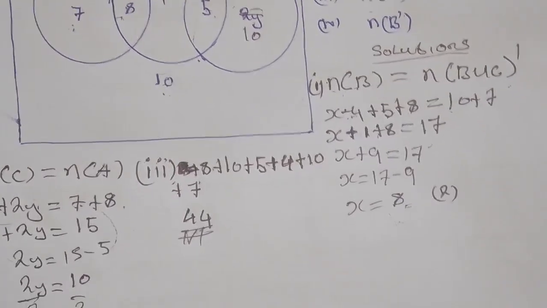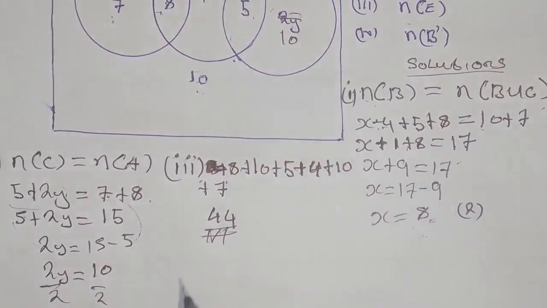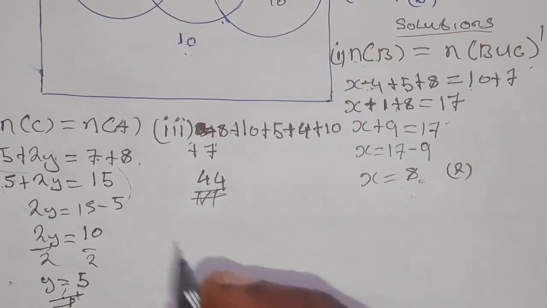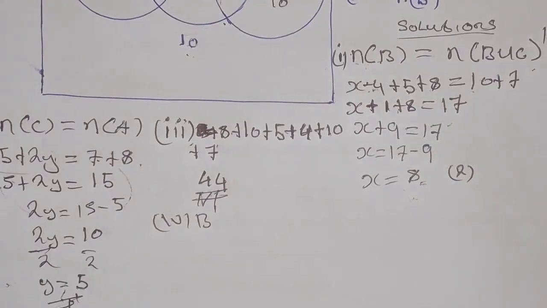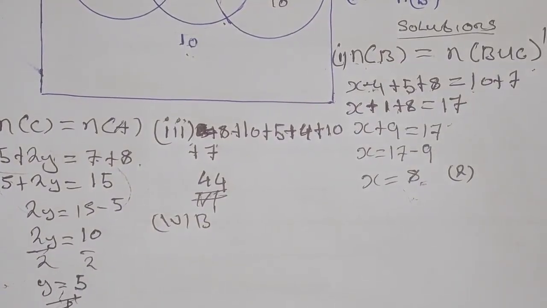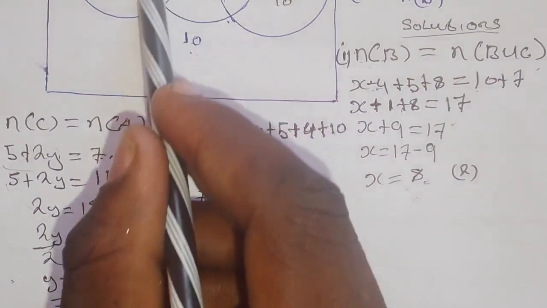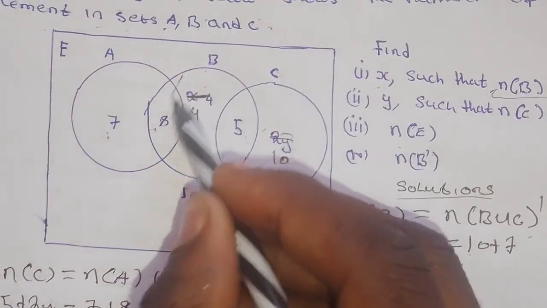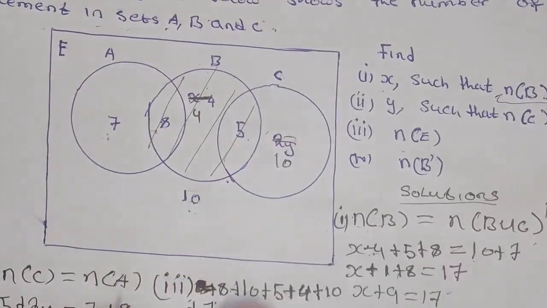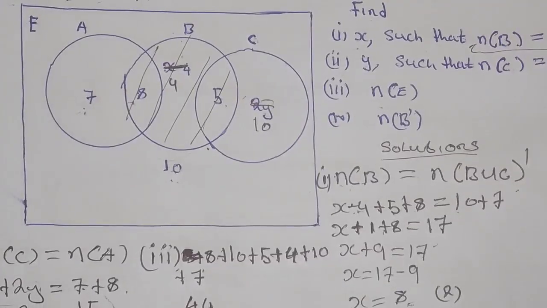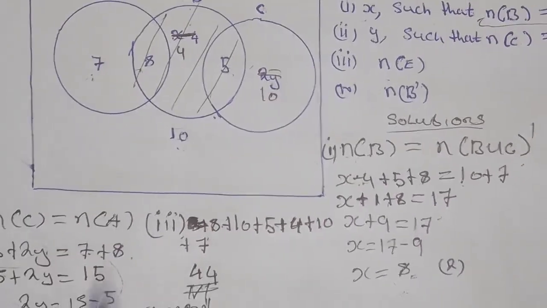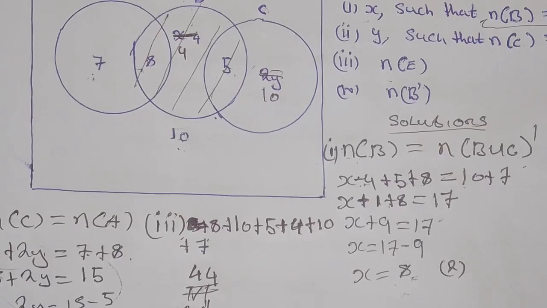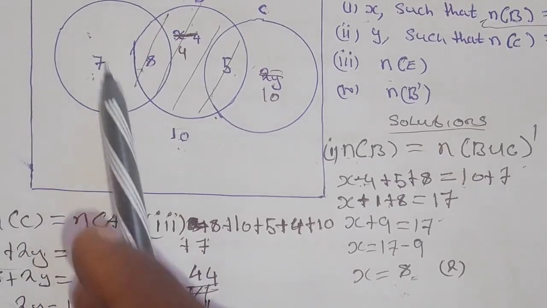Okay, so the last question asks us to calculate the numbers in B complement. Find the numbers in B complement. Okay, B complement. So in short, they just want us to find the numbers that are not in B. So we just remove this. So this isn't part of it. So we remove this. Okay, so we have removed this so that we find the numbers that are not in B complement.